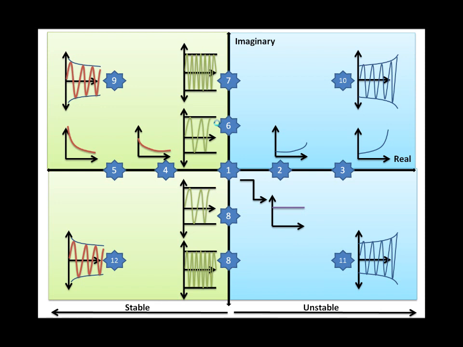Graphs 10 and 11 show a sinusoidally unstable system, whereas graphs 9 and 12 show a sinusoidally stable system. Graph 1 is considered marginally stable. This means that if a system is perturbed, the system's dynamics will neither increase nor decrease, but instead remain the same, thereby producing a flat response.